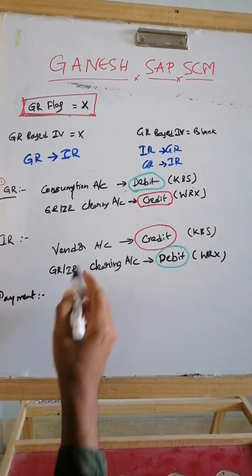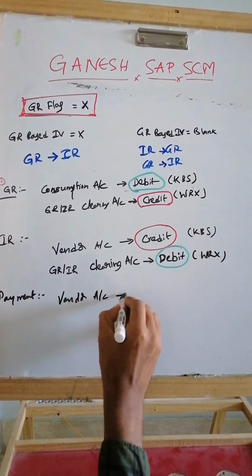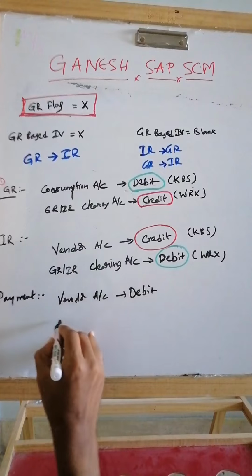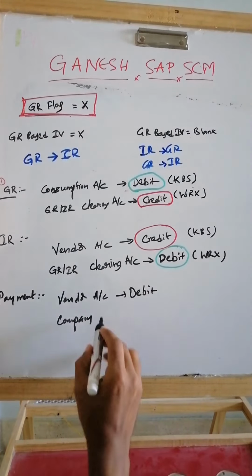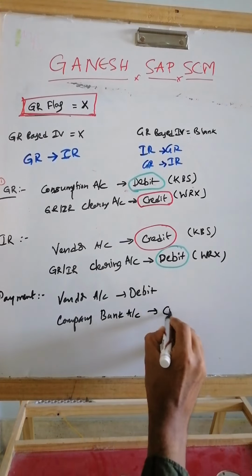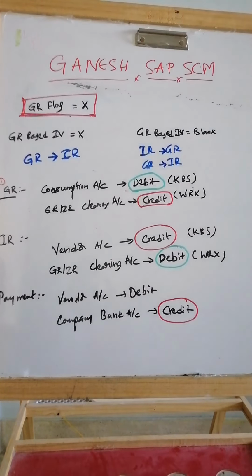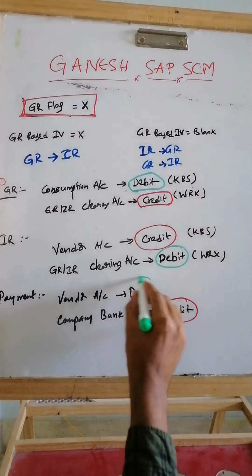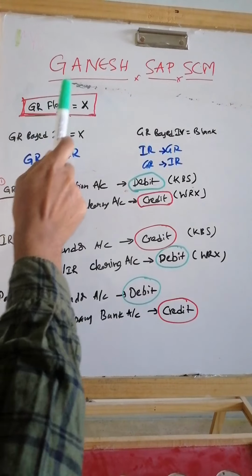During payment, just vendor account will be debit, the vendor will get the money, and company bank account will be credit. Finally it will happen, company bank account will be credit and vendor account will be debit. So this is what happens. The GR flag is X.